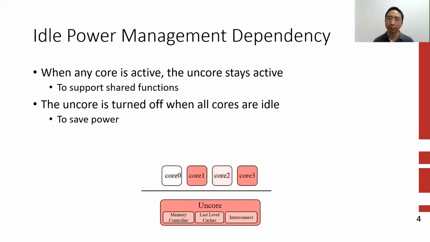First, the Uncore must be active when any of the cores are still active. This is straightforward, since it causes functional problems if we turn off the Uncore component when a core is still active. On the other hand, to reduce the power consumption, it is necessary to turn off the Uncore if all the cores are idle. Therefore, the Uncore's idle power status is somewhat slaved, or determined, by the idle power status of the cores. This is the idle power dependency between the core and Uncore.